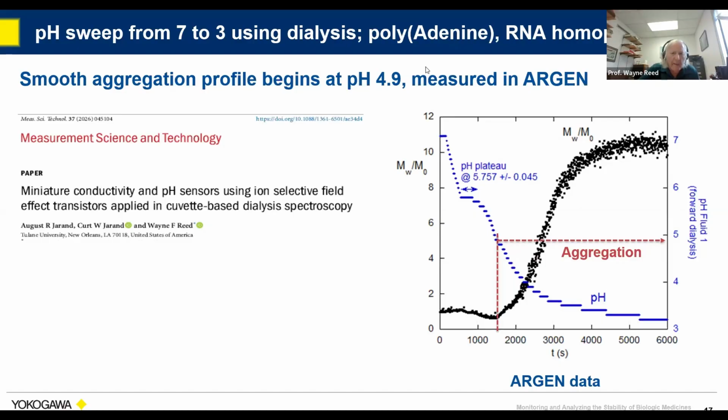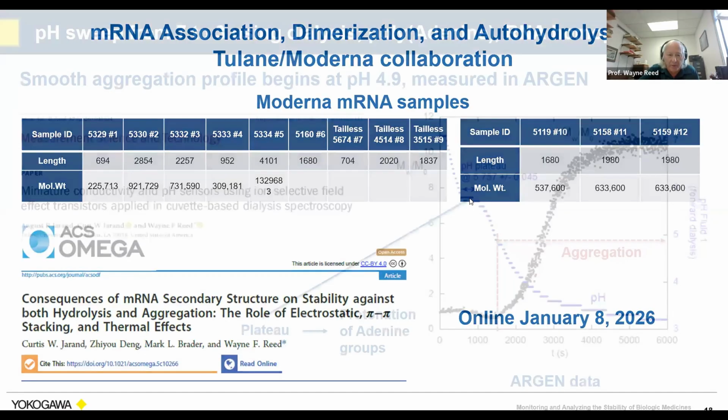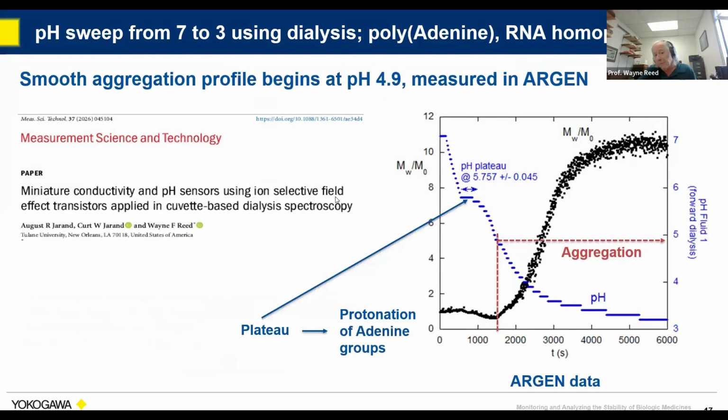We can also go the other way. And then you have a plateau here. At first, you look at that, you say, that's probably just a glitch. But we repeated it like 5 times. It's there. What it corresponds to is, as you keep adding protons, as you lower the pH, you start to protonate the adenine groups themselves instead of lowering the pH of the solution. That's why you get this plateau. So you see the effect of actually protonating your biologic.